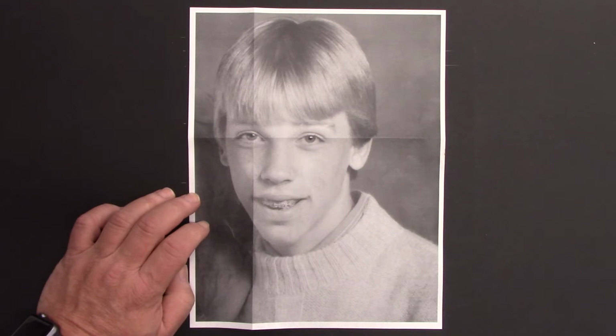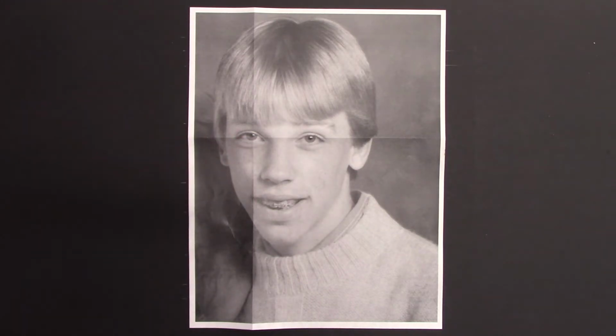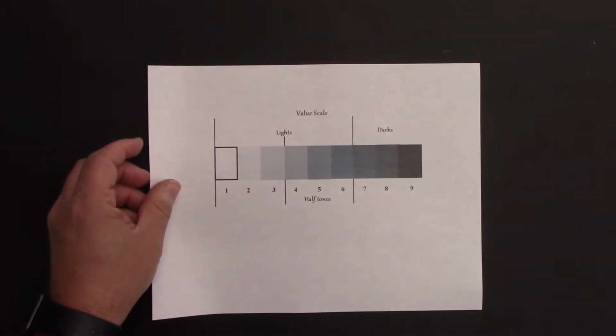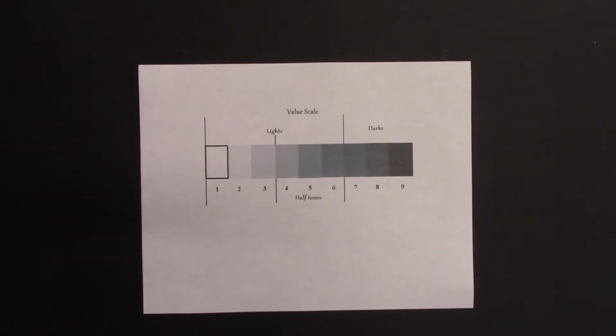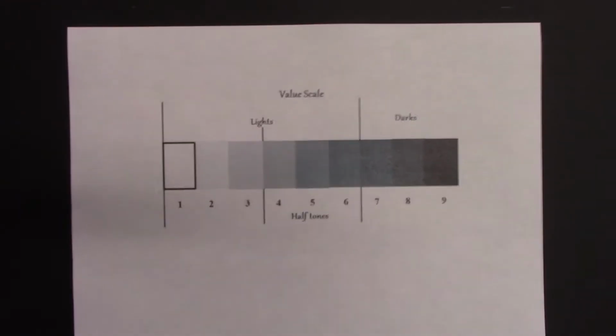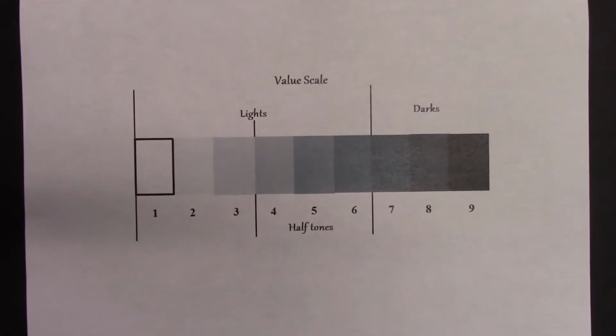And so artists practice these values all the time. They practice what's called a value scale. When we think about a value scale, we think about shading from a dark to a light. And as we shade from dark to light, we get these little tones. We'll zoom in on this a little bit so you can see this.